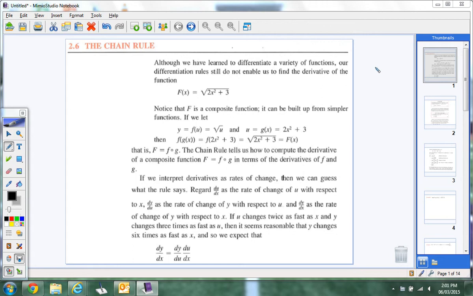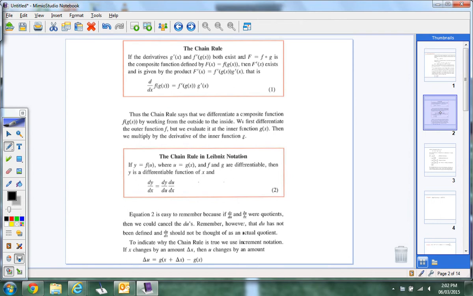So notice that if f is a composite function, it can be built up from a simpler function, square root of u, where u equals g of x, and we can plug it in. But anyways, this is just talking about the composite and how plugging in would work and how it wouldn't work. The main point we want to get to is the actual rule itself.